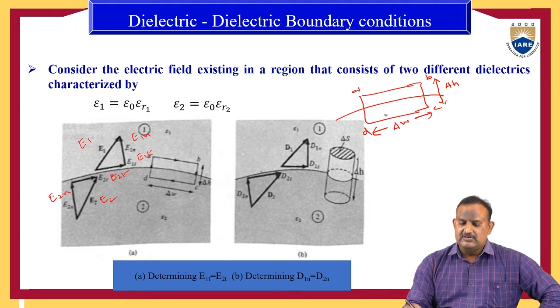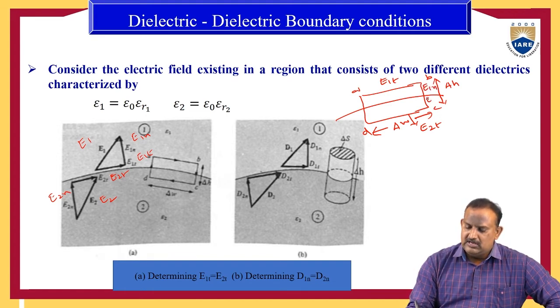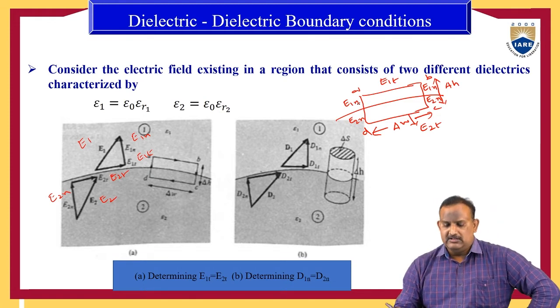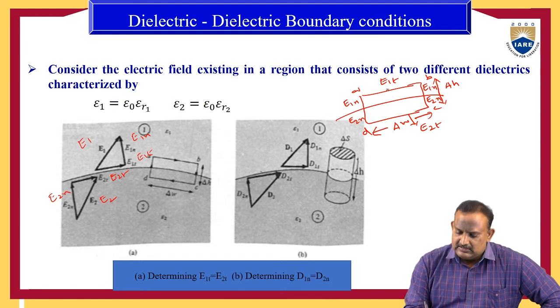Here, if you apply Maxwell's first equation to the rectangular box, here it is E1t, this one is E2t. Along the normal path, in media 1 it is E1n, in media 2 it is E2n. Similarly, here it is E2n, here it is E1n. When applying the Maxwell equation, we need to assume that the line A to B is positive.